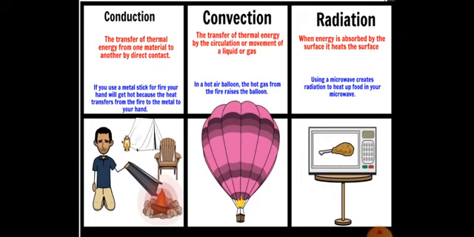Now convection, the transfer of thermal energy by the circulation or movement of a liquid or gas. An example is, in a hot air balloon, the hot gas from the fire raises the balloon up. Radiation, when energy is absorbed by a surface, a microwave creates radiation to heat up food in your microwave.